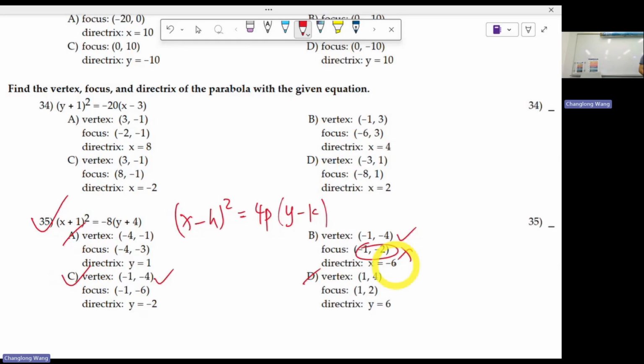Either way, I guess you narrow down to 2 options, and you're not even guessing 50-50. You're trying to eliminate one of the options that just looks absurd when it comes to the relative location of the focus or the directrix. Then you should be confident enough to pick whatever is left.